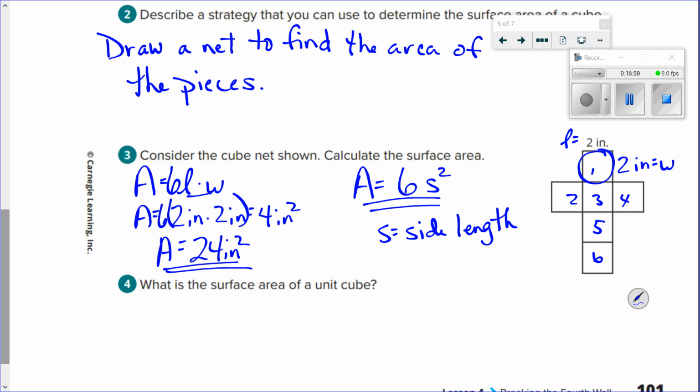Now this one looks a little different. The surface area of a unit cube. So here we've got to get back to that definition. Who remembers what a unit cube is? Autumn?